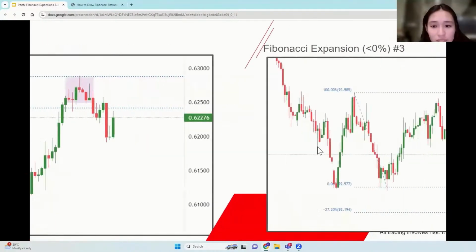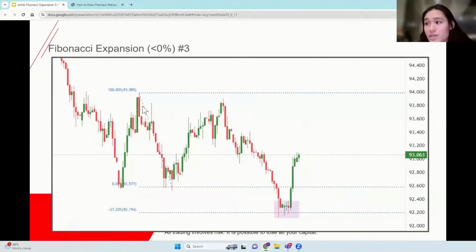Okay, another example here. Once again, take note of the flash shape. It has definitely surpassed more than 50%, almost 100% over here. And then price reacted off the minus 27.2% Fibonacci expansion level.